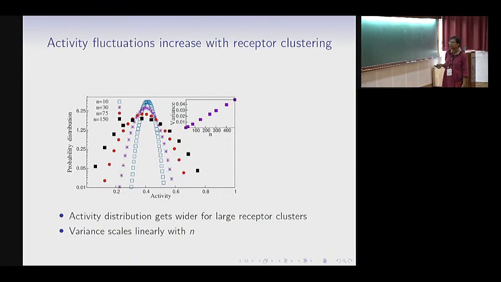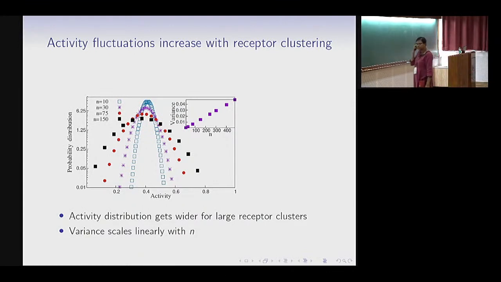So I just plot the probability distribution of receptor activity for a few different values of the cluster size. And as you can see from this data, when I have larger and larger clusters, the distribution is wider. In the inset, I plot the variance of the distribution as a function of the cluster size and find an almost linear dependence.